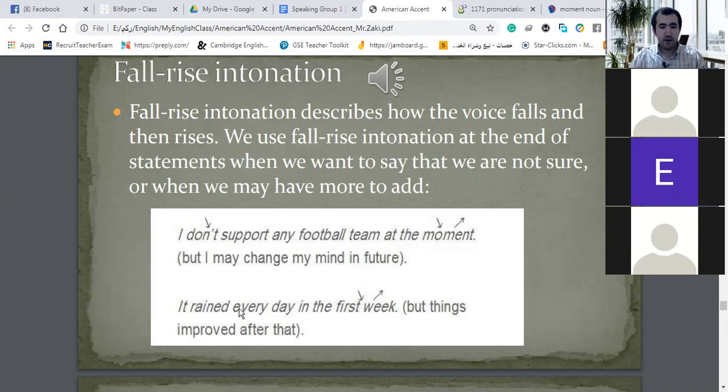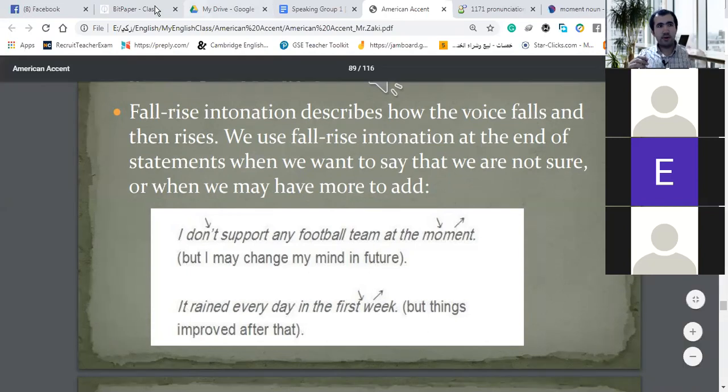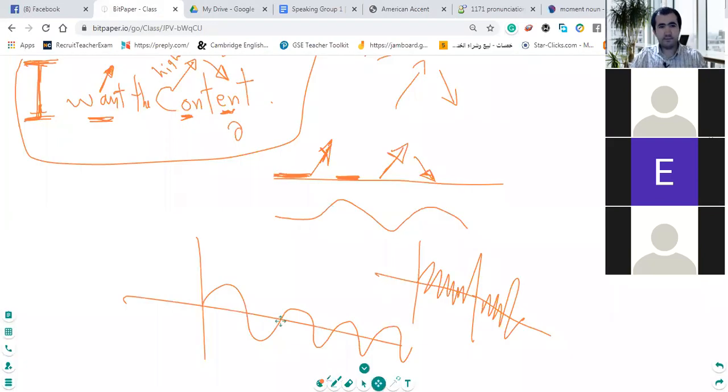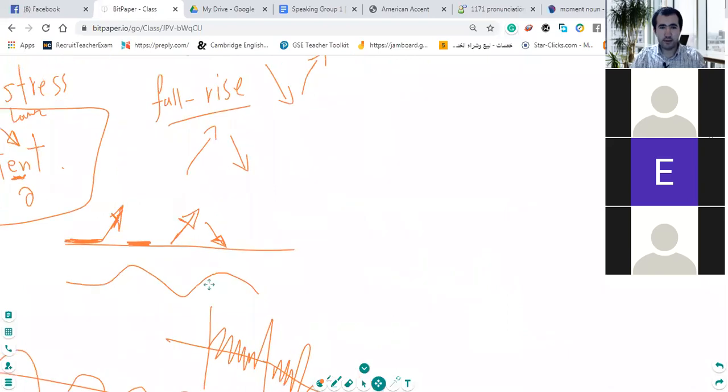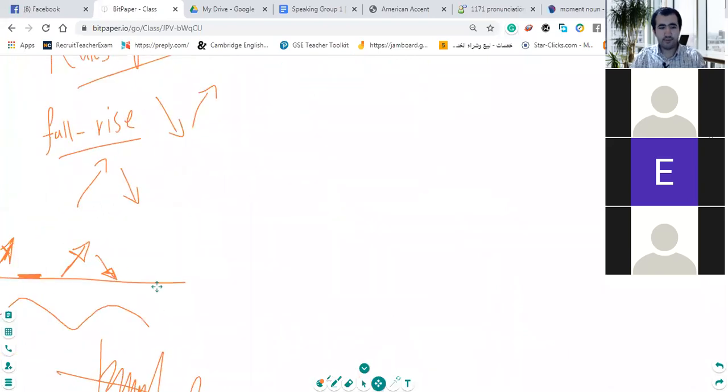When you say it rained every day in the first week, but things improved after that. What is between the parentheses tends to give you the meaning. What is the meaning when you say this? For example, when you say I'm good. Are you fine? Are you okay? Yeah, I'm good.